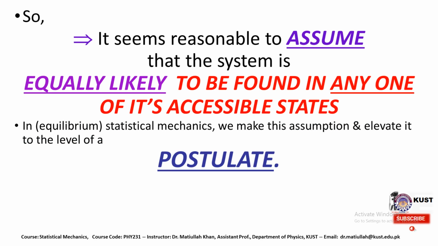So it seems reasonable to assume that the system is equally likely to be in any of its accessible states. So this is if there are more than one accessible states. So what will be the probability of the system to be in any of its states? So coming toward the postulate of probability, it is assumed that the system would be found in any one of its accessible states.